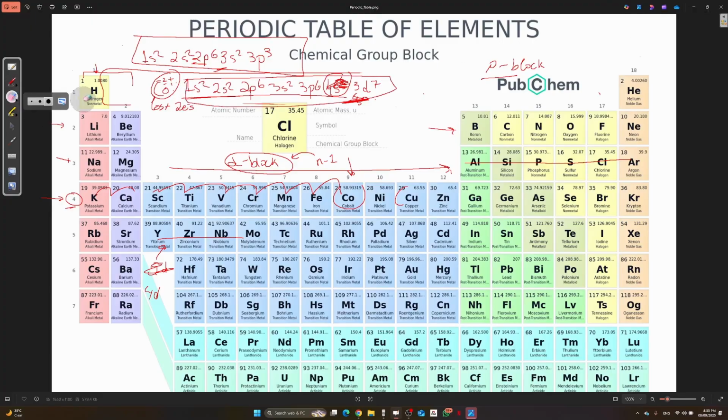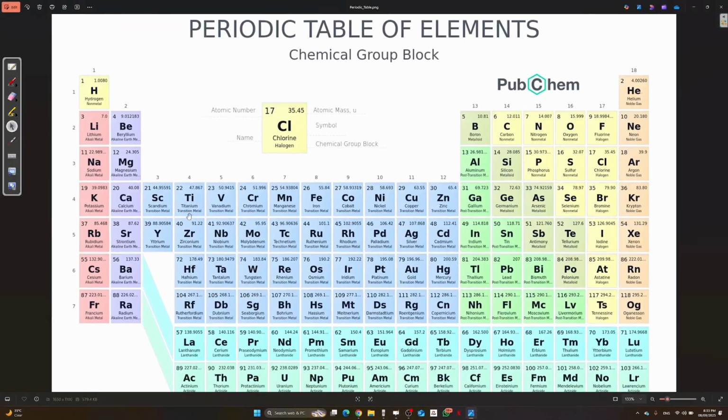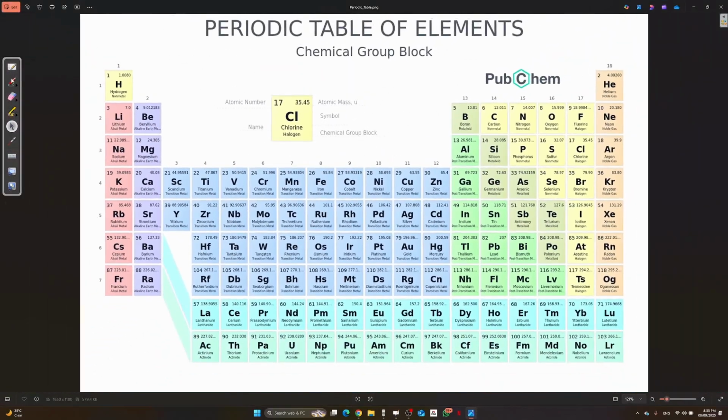Let's see now the question. They're telling us to write the configuration of V2+. How do we do it? Easy. Where's V? 23. Let's do it fast. Finish the first row. 1S2. Second row. 2S2. Continue. We reached the P block. We did 6 of them.